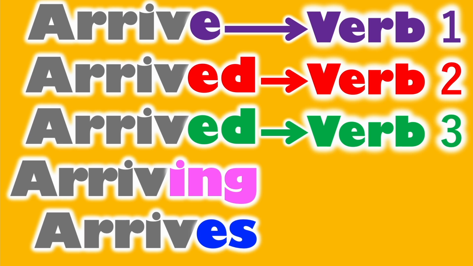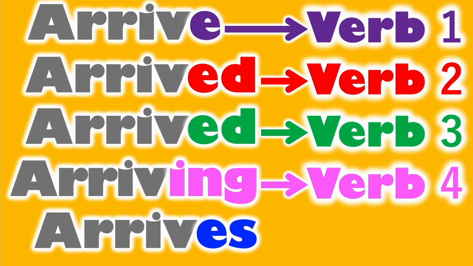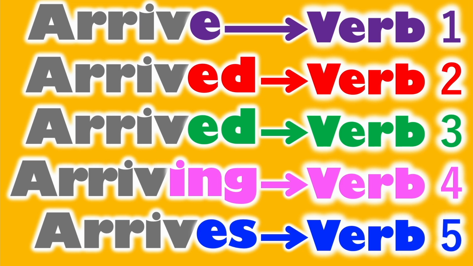Our next one is the pink one, ing, the ing verb. The ing ending tells us it's verb 4. And our last one, the big blue down at the bottom, arrives. Arrives with the s on the end. The s is verb 5. That's for he or she or it.